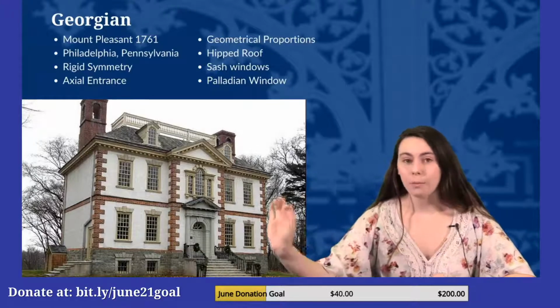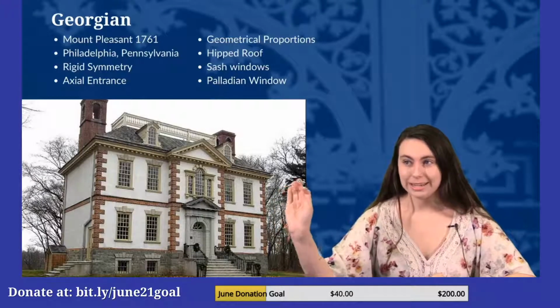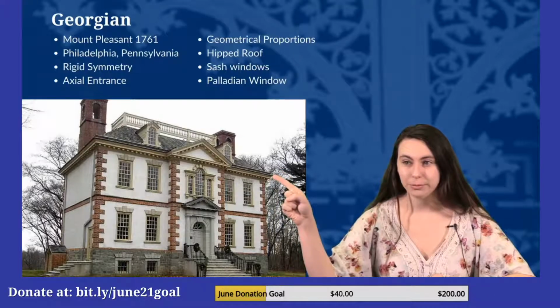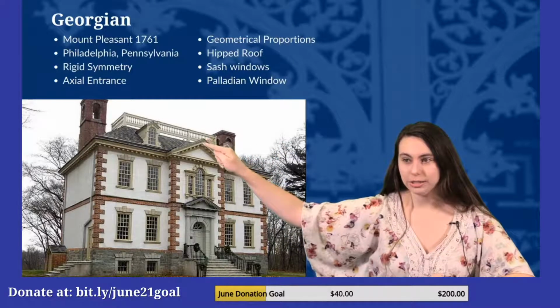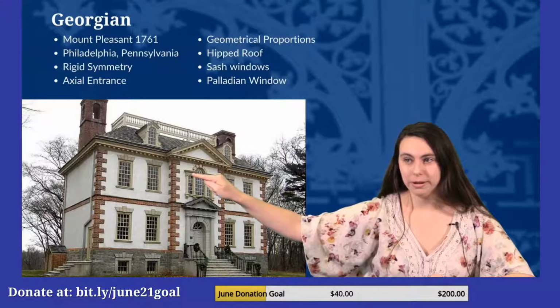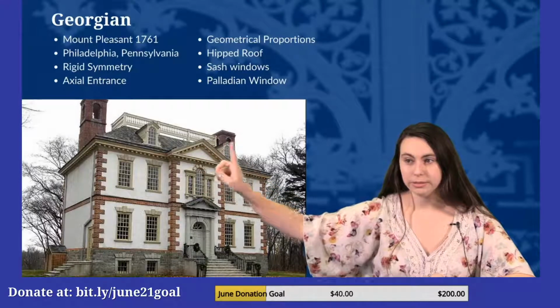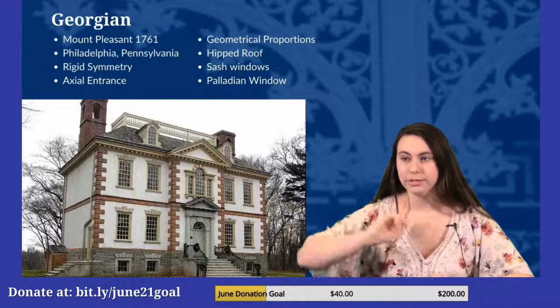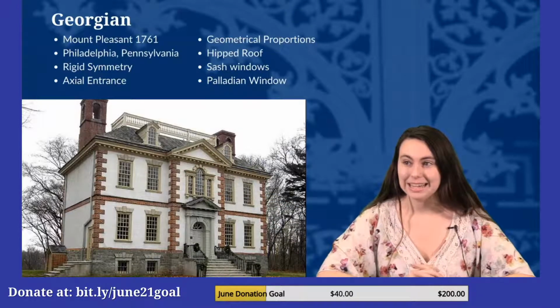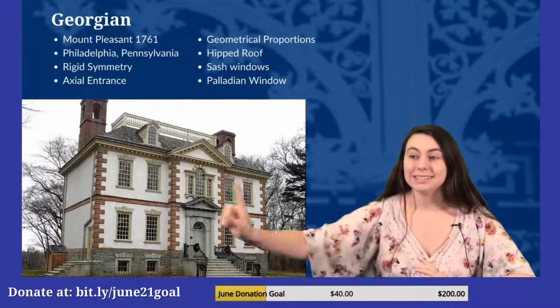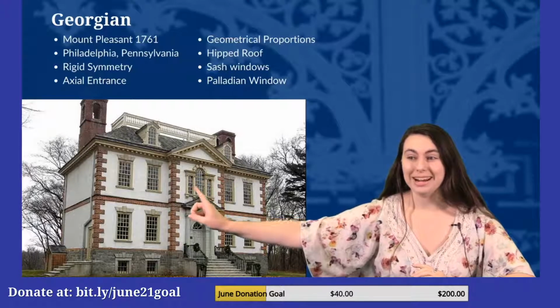One of the hallmarks of the Georgian style is the hipped roof. A hip roof is basically a parallelogram. It is shorter on the top and it goes wider to the bottom. This one has dormer windows on either side of the hipped roof, which is very fancy and very nice. It has sash windows, and it also has this fun Palladian window right here.